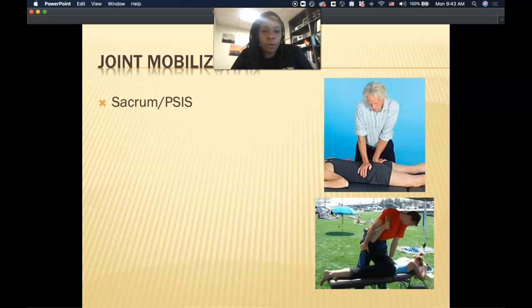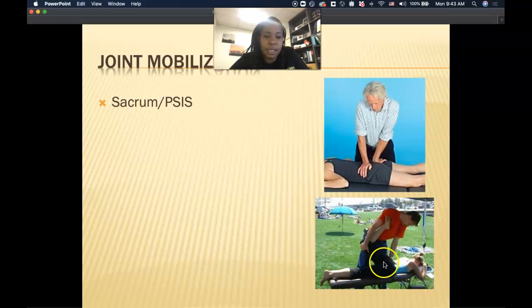So here are the joint mobilizations of the SI joint and the sacrum. You can see that that clinician is right over the sacral bone and SI joint, doing some mobilizations of the sacrum and the SI joint. And you can see these are posterior to anterior joint mobilizations. And the goal, it depends on the treatment. Is it to increase movement? Is it to reduce pain? Because that's going to change the grade of joint mobilization that you're doing.